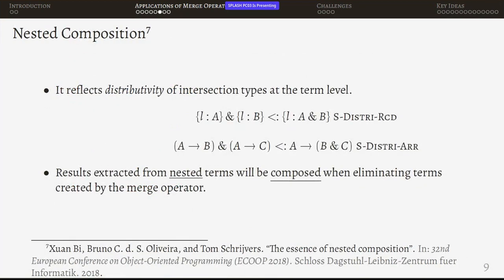The last application is relatively new. We call it nested combination. It reflects the distributivity of intersection types at the term level. Here, we provide two rules. The first rule is basically that intersection types can distribute over the record type. The second rule is that intersection types can distribute over the function type. So the nested combination, simply speaking, is that results extracted from the nested terms will be composed when eliminating terms created by the merge operator.